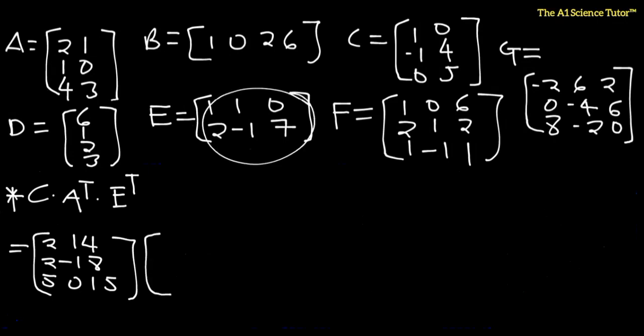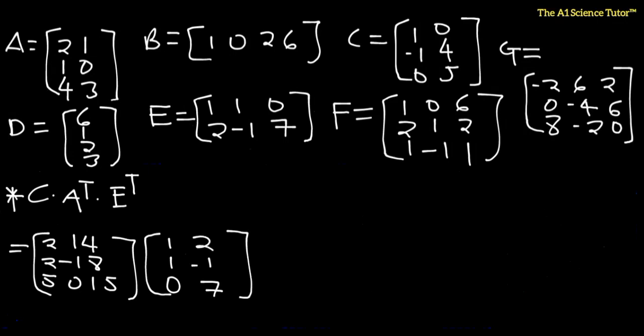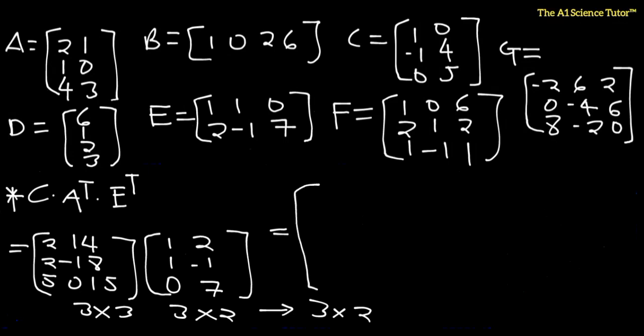Now this is E. So if I wanted to transpose this, this is going to be 1, 1, 0. And we would have 2, negative 1, and 7. So this would go with this, and basically that will work. Now this is a 3 by 3 matrix, but this is a 3 by 2 matrix. So obviously what we should find should be a 3 by 2 matrix from the combination formula that I taught you. So let's try to solve it.